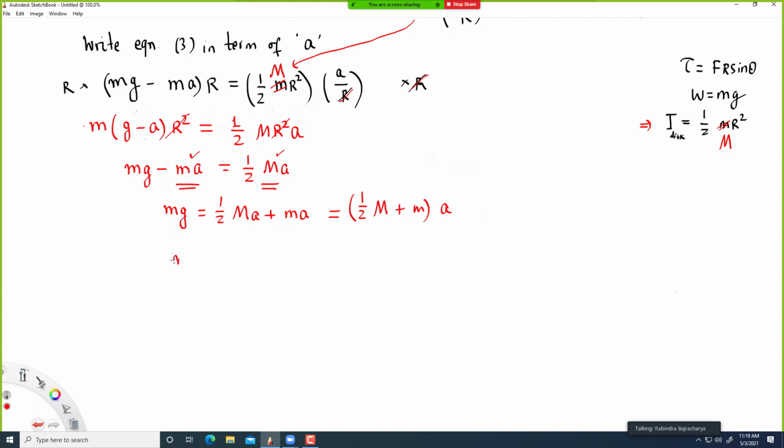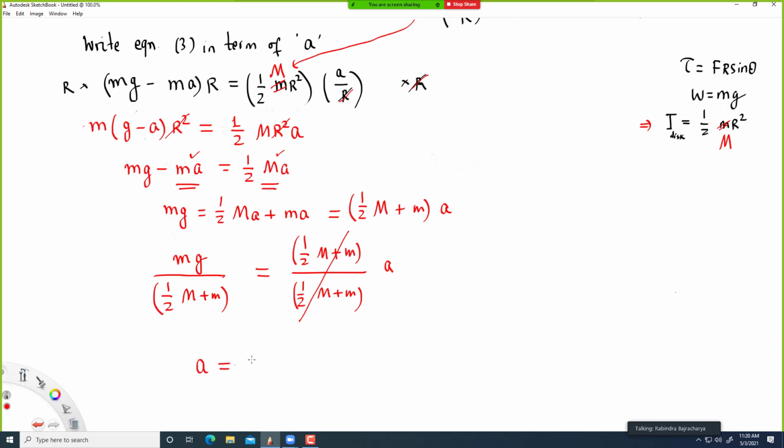So we have mg, or divide both sides by this term, 1/2 M plus m, to get rid of that. That's why I'm dividing both sides by that, times a. So cancel that. So now a is equal to mg over 1/2 big M plus small m. Now you can plug in the numbers.